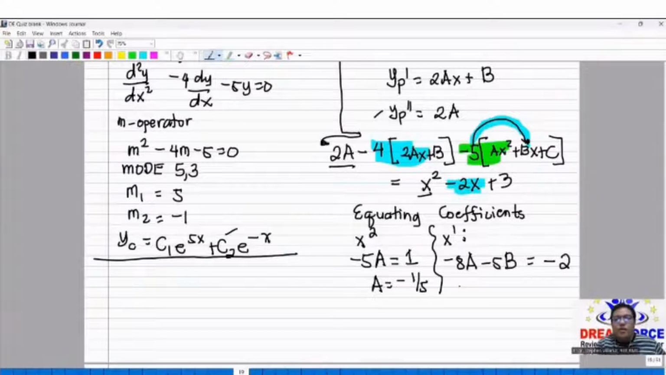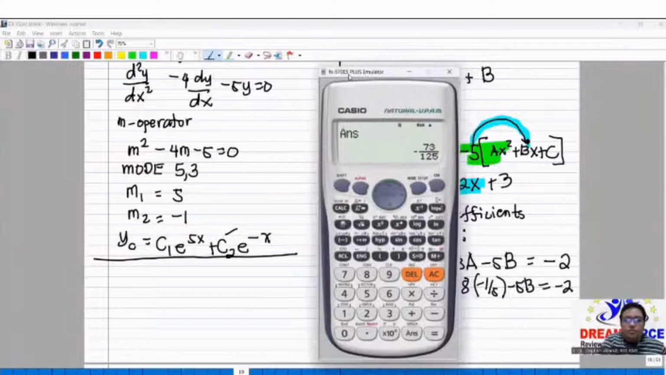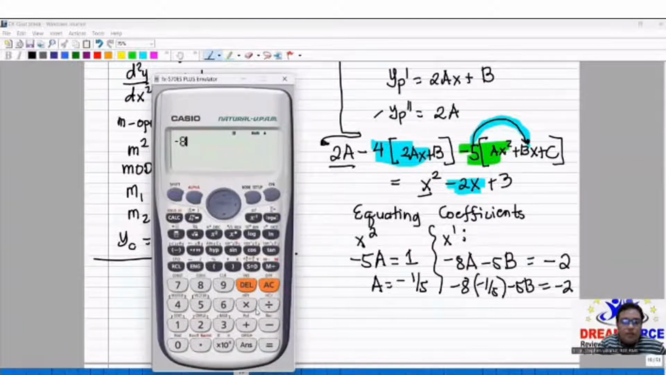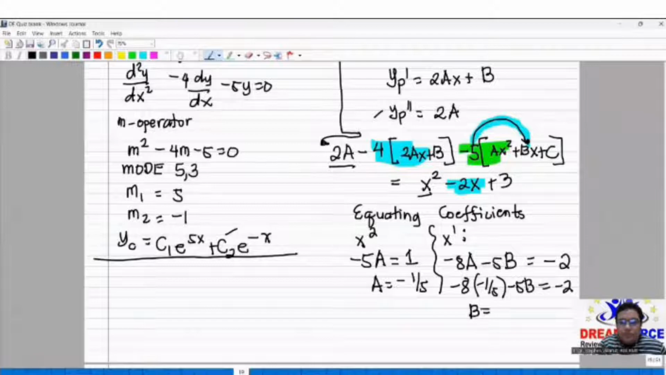Then, solve for b na. Okay? So, negative 8 multiplied by, so take note, meron na tayong value ng a, which is negative 1 over 5. So, minus 5b is equal to negative 2. Okay, solve for b lang tayo. So, that is negative 8 times negative 1/5 minus 5b is equal to negative 2. So, solve for b. This is 0.72 or that is 18 over 25. Okay? So, meron na tayong A, meron na tayong B.